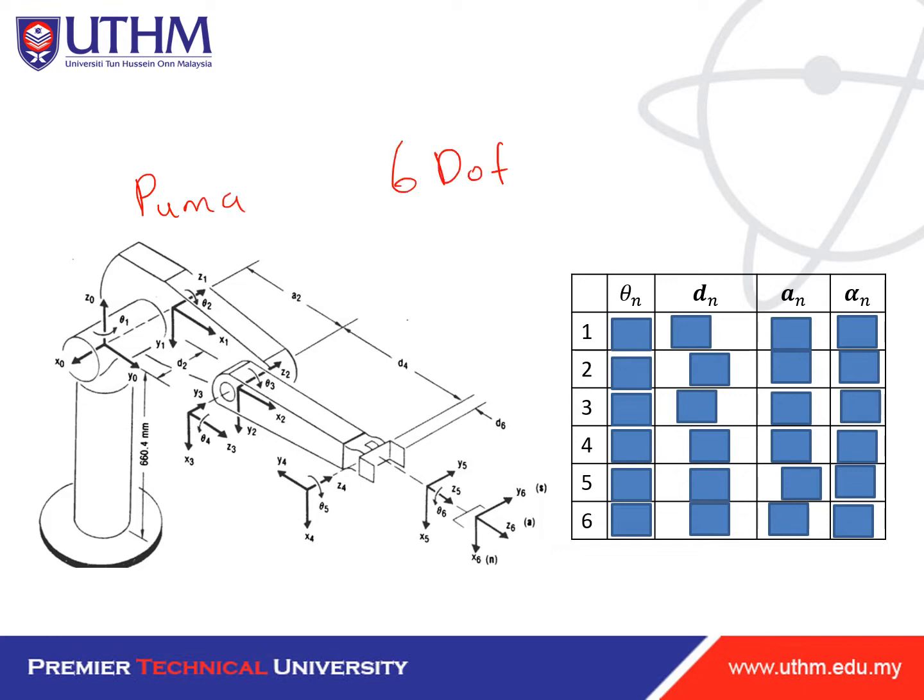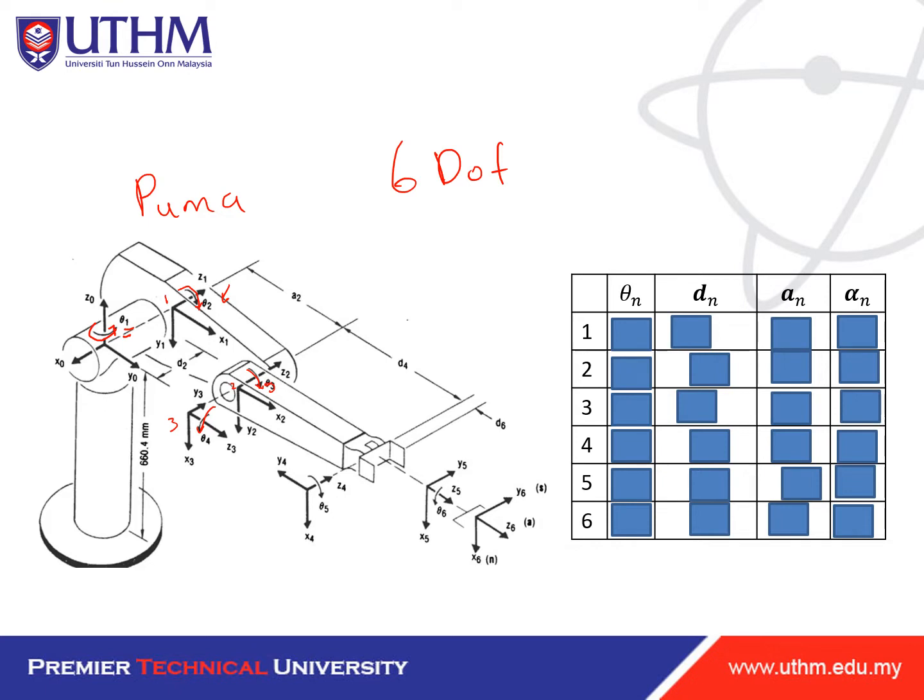Let's see all of the degrees of freedom. So this is frame 0, and this is the rotation for frame 0, which is theta 1. And then we have frame 1 here, and the rotation for frame 1 is theta 2. Then we have frame 2 here, the rotation is theta 3, and frame 3 here, the rotation is theta 4. So now we have 4 thetas, which means we have 4 degrees of freedom.